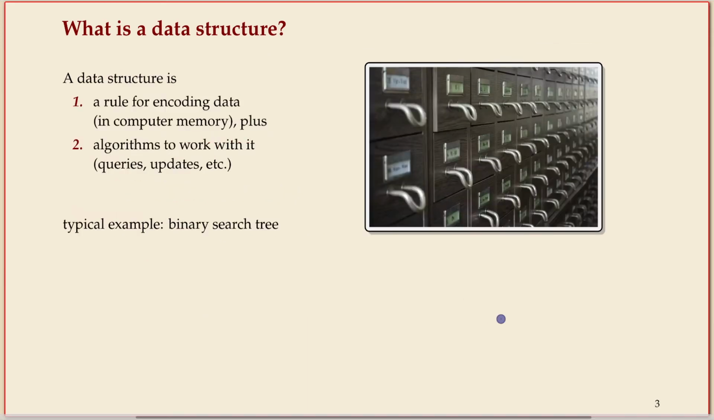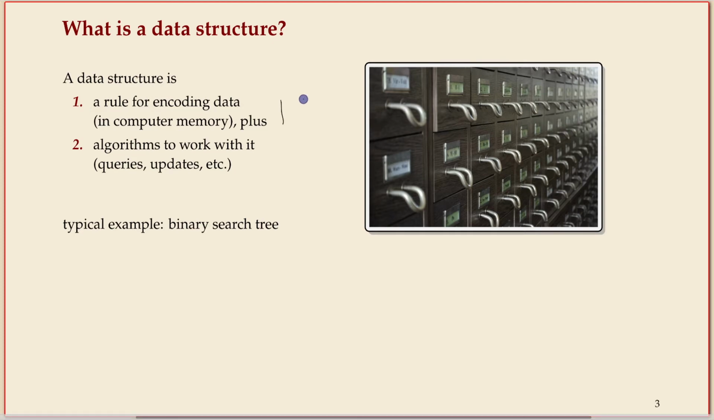A second term, somewhat related, is a data structure. That's essentially some algorithms plus a specific rule how to store certain data that's associated with this. And again, in examples, it's mostly more clear what this means. And we'll talk about this at length in Unit 2. So maybe I'll leave it with that.